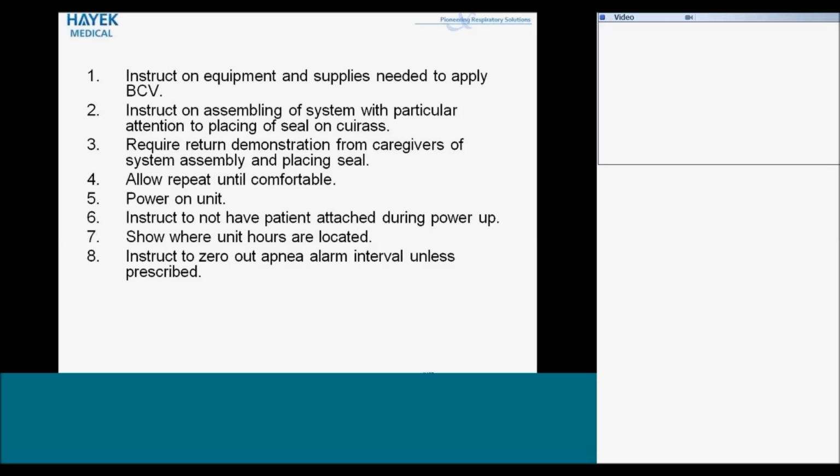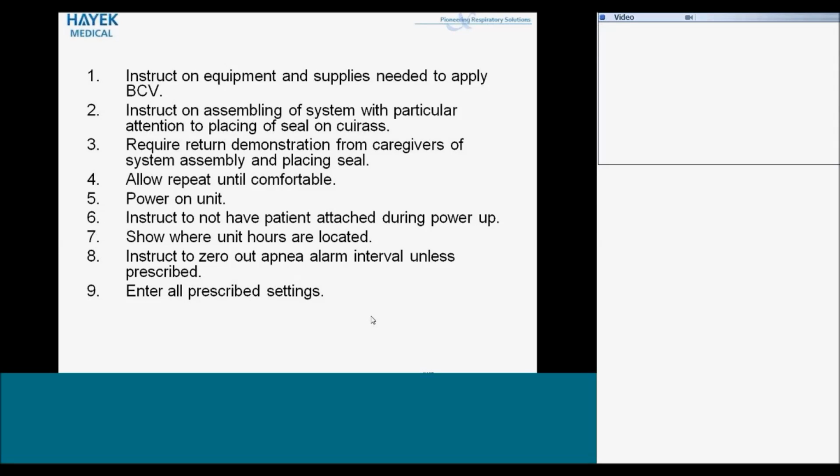There will still be alarms in play. The disconnect alarm is undefeatable. You can adjust it, and it will continue to alarm if there's ever a disconnect of the tubing or the Curos loses its seal. So that apnea alarm will ultimately become a nuisance, and we want to see it zeroed out.